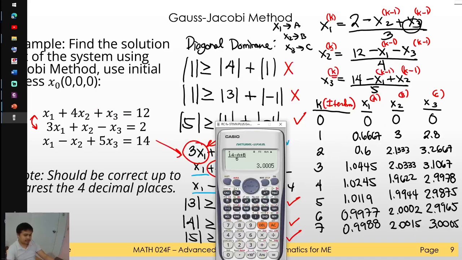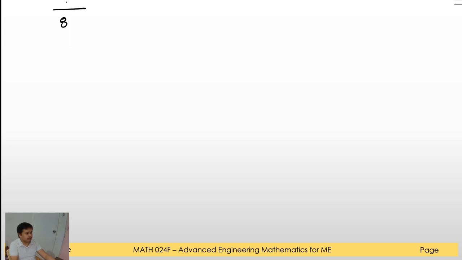So for the next one, we have 2 minus B plus E. So calculate this again. So B here is 2.0015. C here is 3.0005. And then the answer here is 0.99997. So the new iteration, we have the iteration counter. So K or iteration is 8, which is for X1 that will be 0.9997.